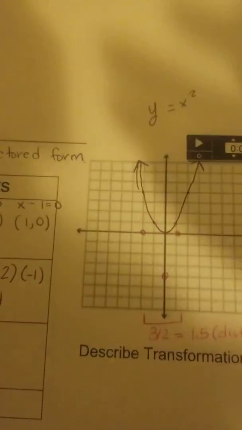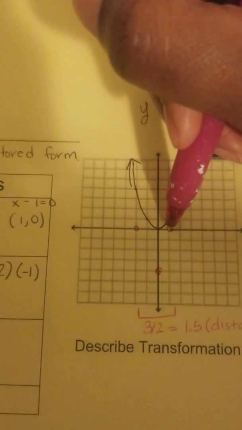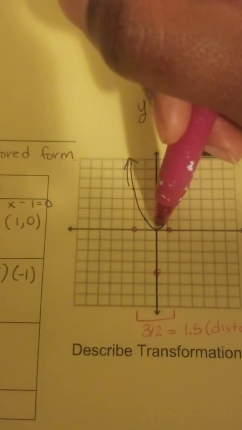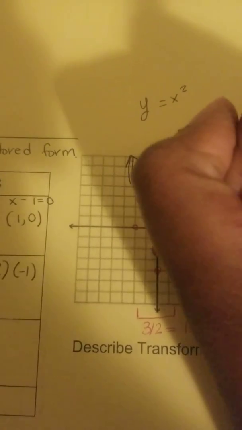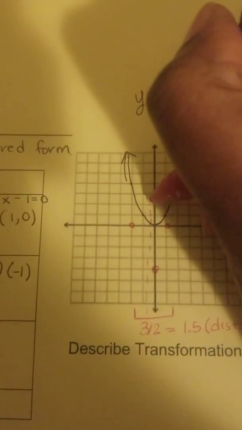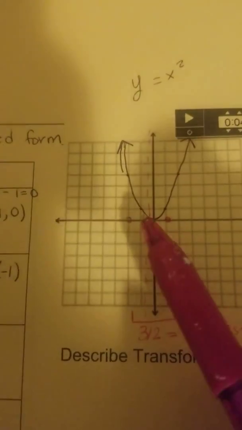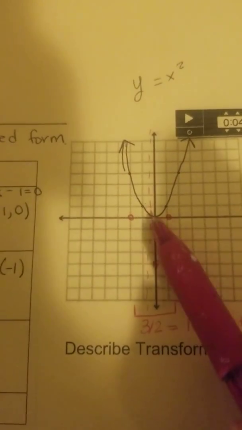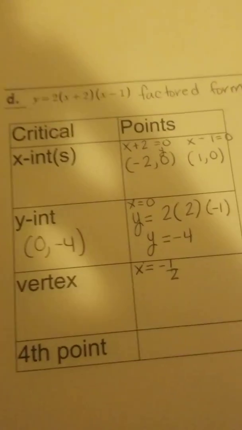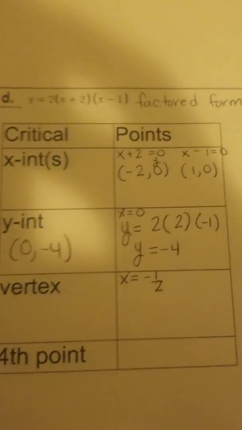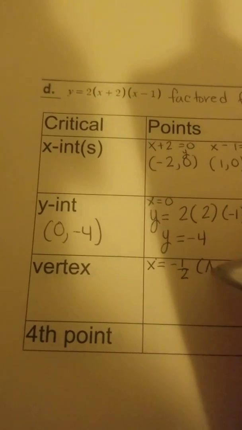So what that means is that I'm going to start at positive 1. And I'm going to go over 1.5 spaces to get to my AOS. So this is 1. A half is right in between here. So I'm just going to draw a dotted line. Okay. So if this is 0, this is -1. The dotted line is right in the center of it. So my AOS, if I come over to vertex, it's going to be x is equal to -0.5 or -1/2.